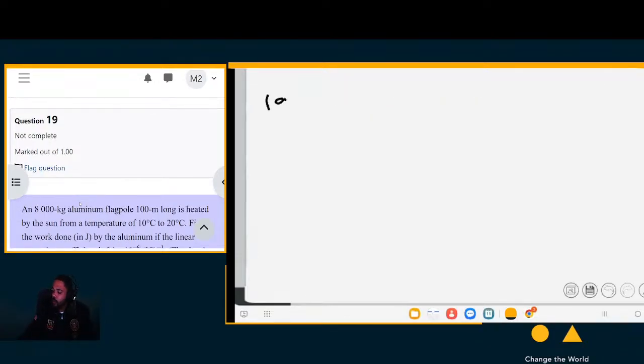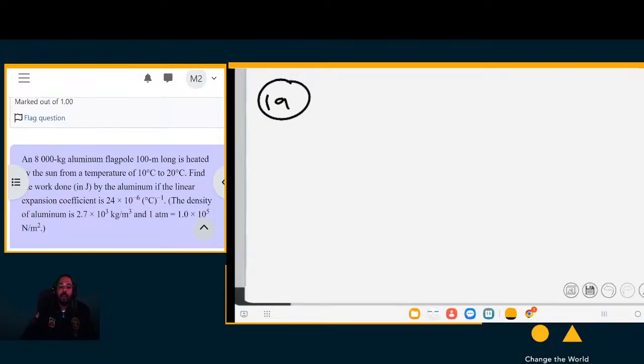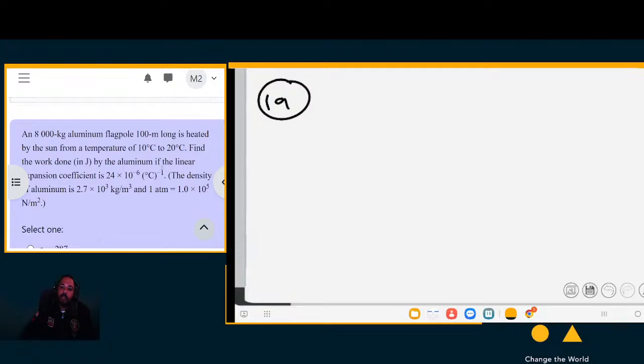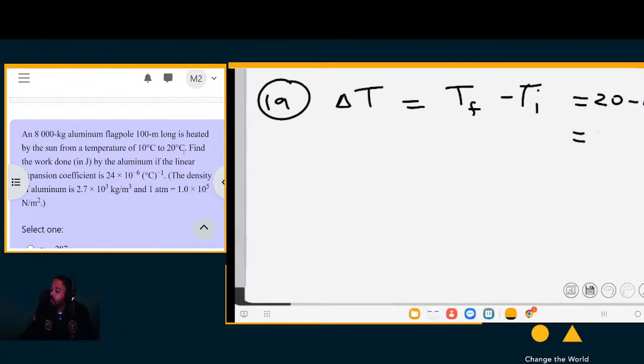Okay, good. Now question 19. An 8,000 kilogram aluminium flagpole. So we have a flagpole that is 8,000 kilograms. It's 100 meters long and it's heated by the sun from a temperature of 10 degrees Celsius to 20 degrees Celsius. So the change in the temperature is T final minus T initial, so it is 20 minus 10, which is 10 degrees Celsius. So the change in temperature delta T is 10 degrees Celsius.